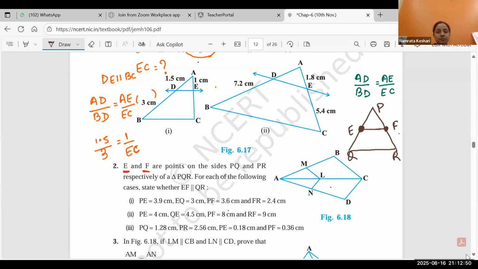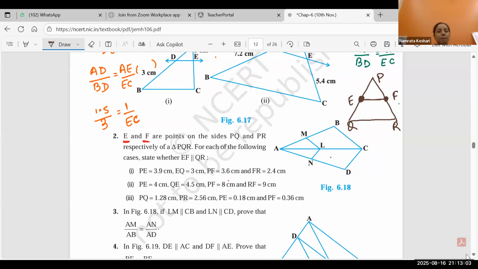Yes, ma'am. Okay. In triangle PQR, for each of the following cases, state whether EF is parallel to QR. For each of the following cases, here case number 1, we have to read and analyze well and tell whether EF is parallel to QR.